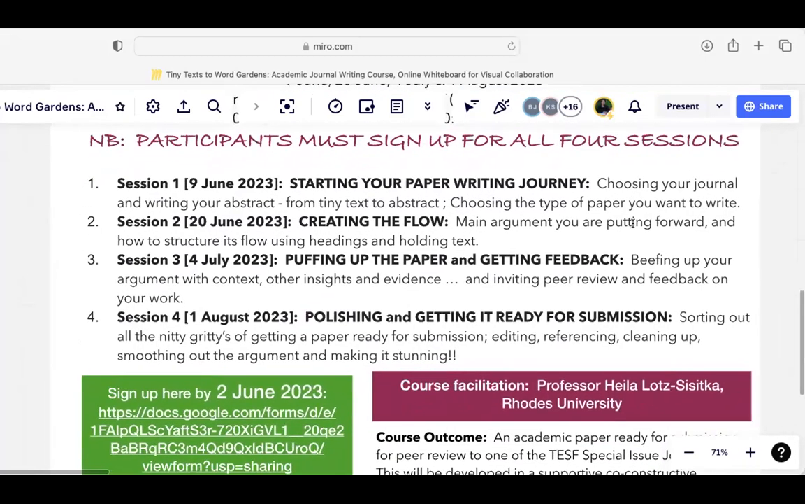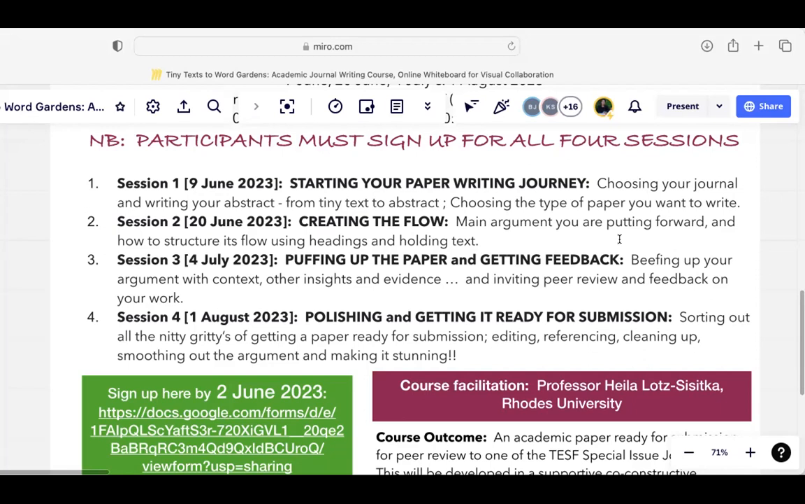So today's session, the first session, is starting your paper writing journey. What we're going to do today is we're going to try and choose our journals, and we're going to try to write our abstracts. And we're going to start with a tiny text, and we're going to help you to choose the type of paper that you want to write, and to just give a sense of what is your big idea and what do you want to do and why do you want to do it and who's going to be interested in it. And that will help you also to decide how to approach your work. So that's the focus of today.